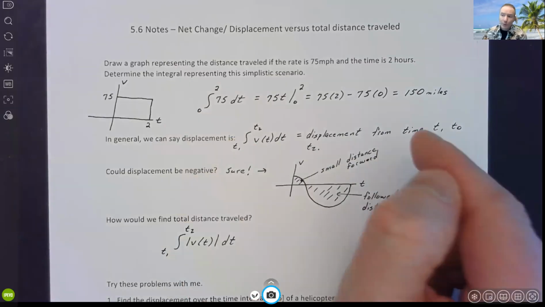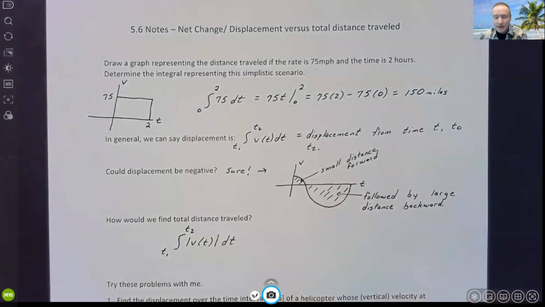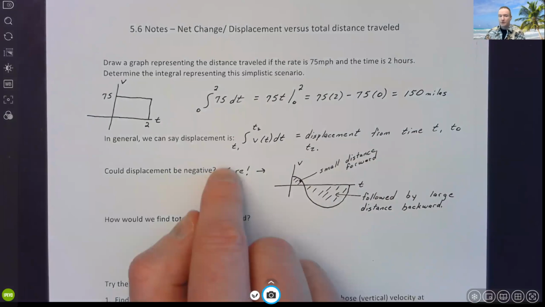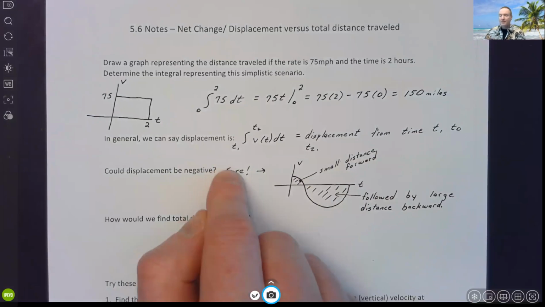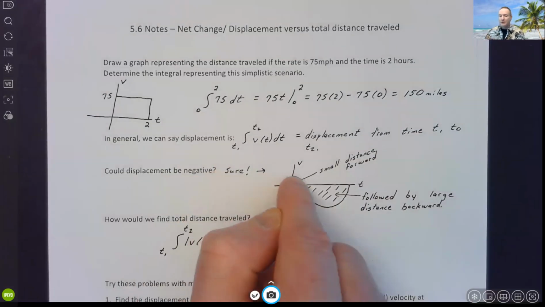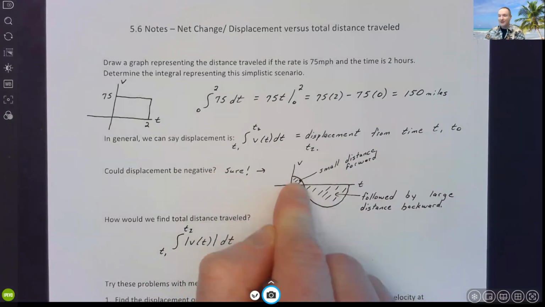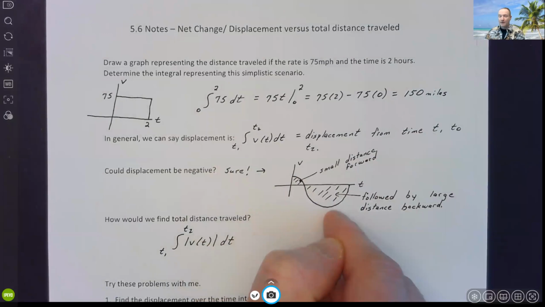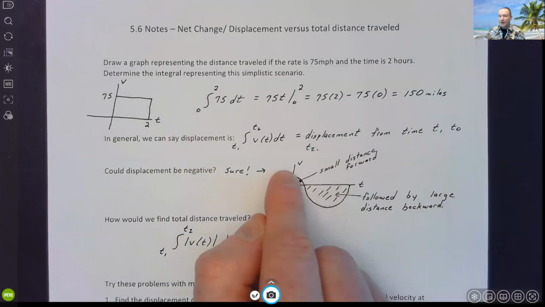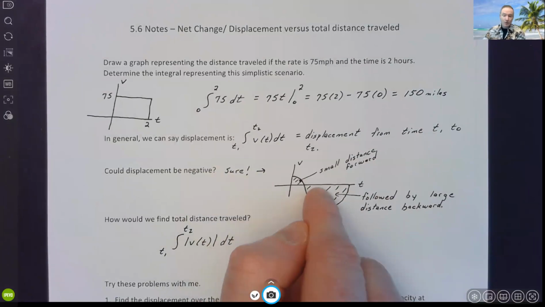Now, whenever we're thinking about displacement, it's important to remember that displacement can be negative. The reason I say, could displacement be negative? Sure. Well, think about this. If you had a positive velocity initially, followed by a time period where you had an extremely negative velocity for a longer amount of time, then you could say, well, the area between the x-axis and the curve is going to equal the total distance traveled.